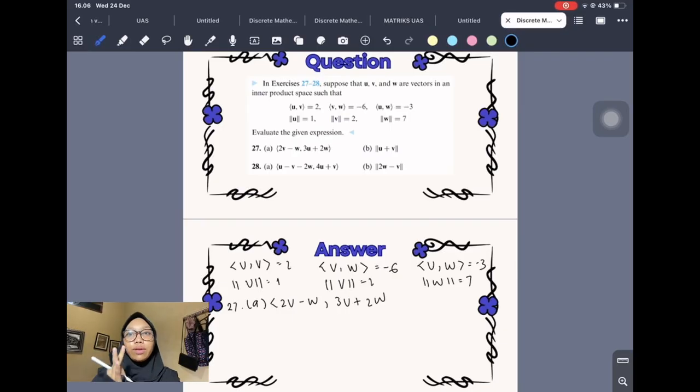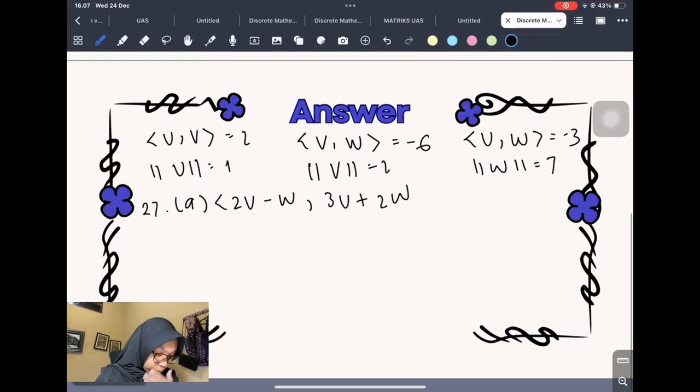Okay, now let's work on this problem together. We're given three vectors, u, v, and w, in an inner product space along with some inner products and norms. Our goal is to evaluate each expression without knowing the actual vectors, only using the properties of inner product. So let's start with question 27. We want to find the inner product of 2v minus w and 3u plus w. The key idea here is that the inner product is linear, which means we can expand it just like algebra.